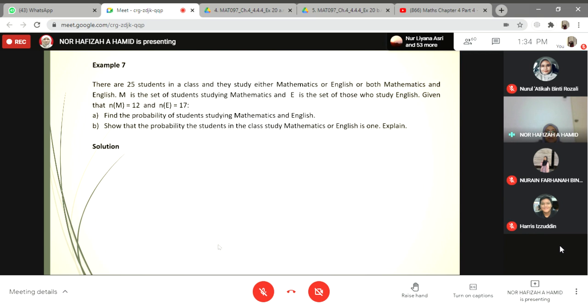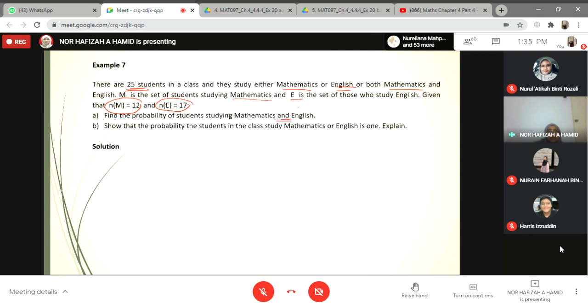Okay, so for example 7 ni, kita ada total 25. So ni punya sample lah, dia ada 25. So daripada 25 ni ada yang study mathematics, ada yang study English dan ada juga yang study both mathematics and English. Okay, so M refer to study mathematics and E refer to those who study English. So given that total, so total student yang study maths is 12 and total student study for English is 17. So you need to find the probability of students studying mathematics and English.